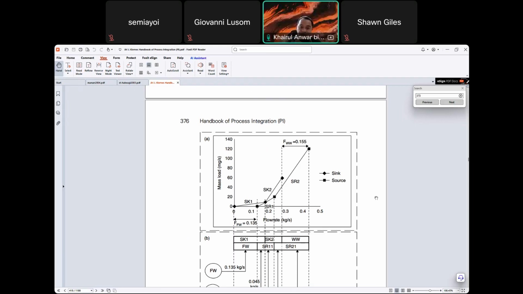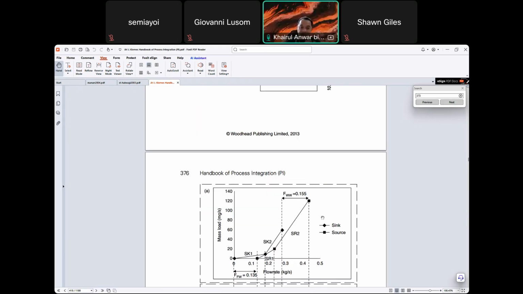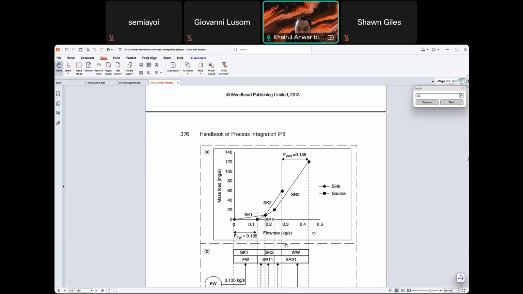So the first thing you need to do is to load it first. Then you shift it. Load its individual, meaning it will not intercept between source and sink. Then you shift it so that it overlaps. Then you can identify the freshwater needed and the wastewater generated here.